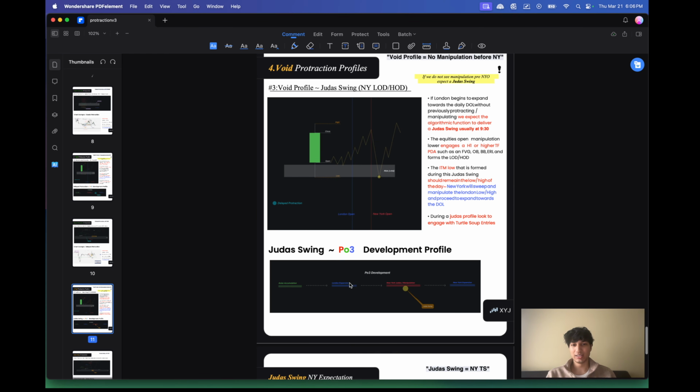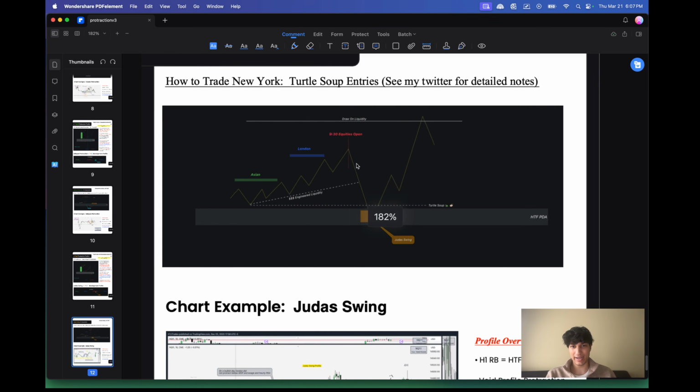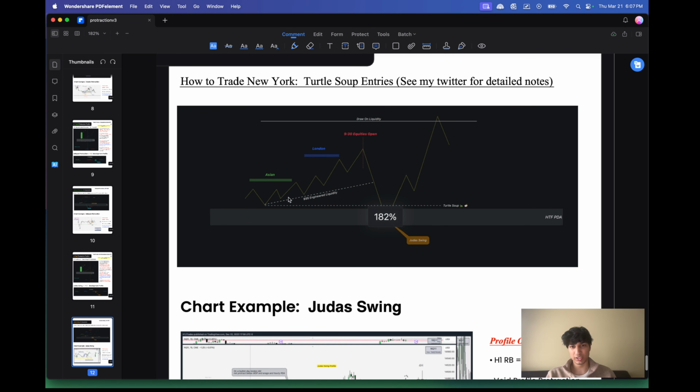Asia accumulation, London expansion, New York manipulation, and then expansion. And we can see tons of examples that look almost identical, right? Look at this schematic in here with the engineered liquidity at the London lows before a smart money reversal in New York, keying off of the equities open.